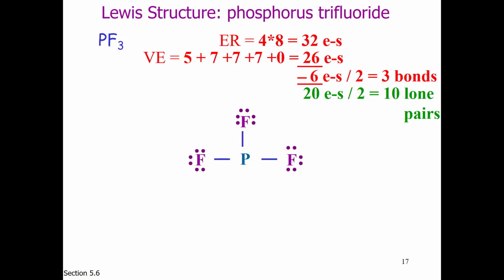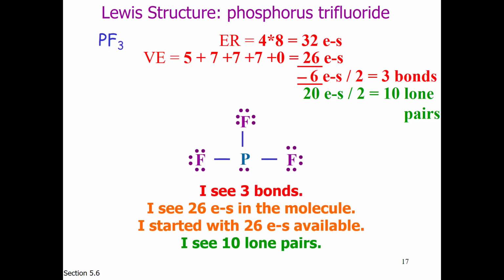What about the phosphorus? The phosphorus has how many electrons around it right now? Well, it's got 3 bonds, so that means it has 6 electrons around it. It just needs 2 more.